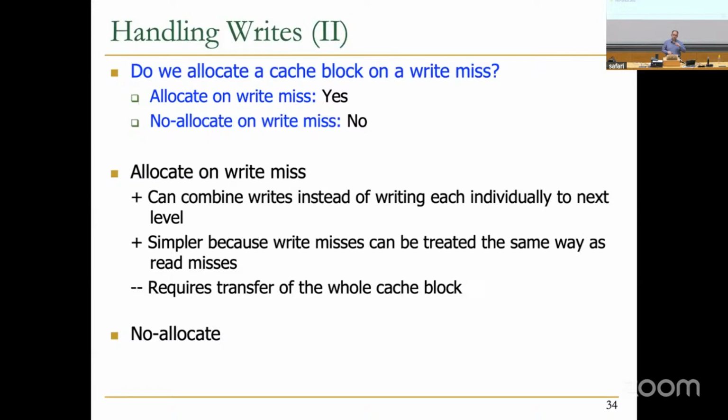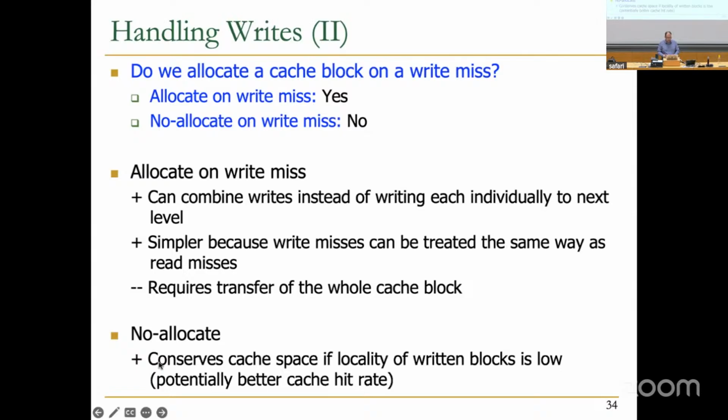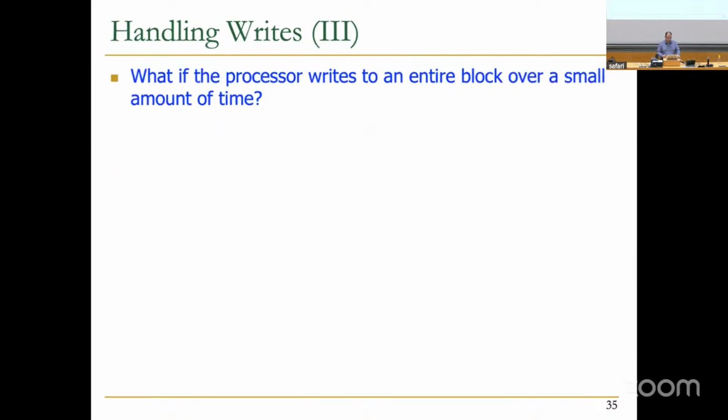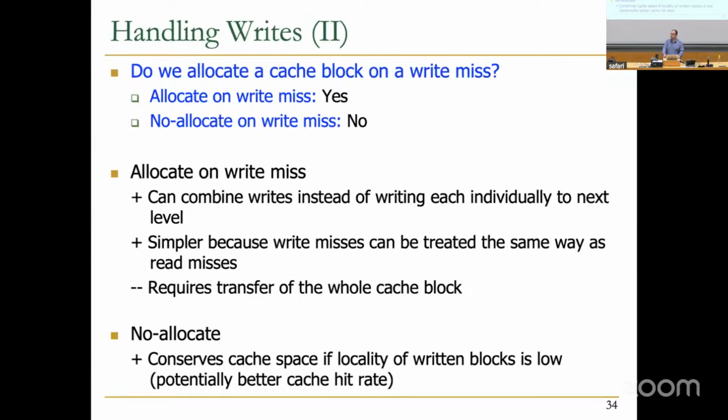But sometimes you write, and then for some time in the near future, you're not going to access that block at all, for reading or writing. So maybe in that case, you don't need to allocate it. In such scenarios, no allocate is better because it conserves cache space if the locality of the written block is low. So if the locality for that specific block is not that high, you are utilizing your cache capacity better, and that can potentially provide a better cache hit rate. Any questions? Okay.